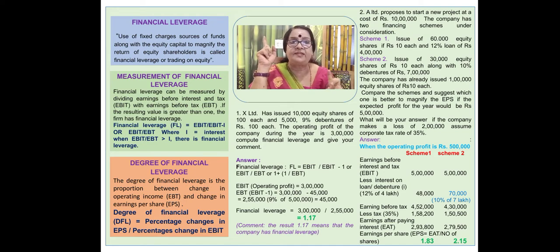So EBIT is 3 lakh. From 3 lakh we deduct 45,000 and get 2 lakh 55,000. So 3 lakh divided by 2 lakh 55,000 gives the answer 1.17. The result 1.17 means, what is it? The company has financial leverage. The figure 1.17 means that the company has financial leverage.